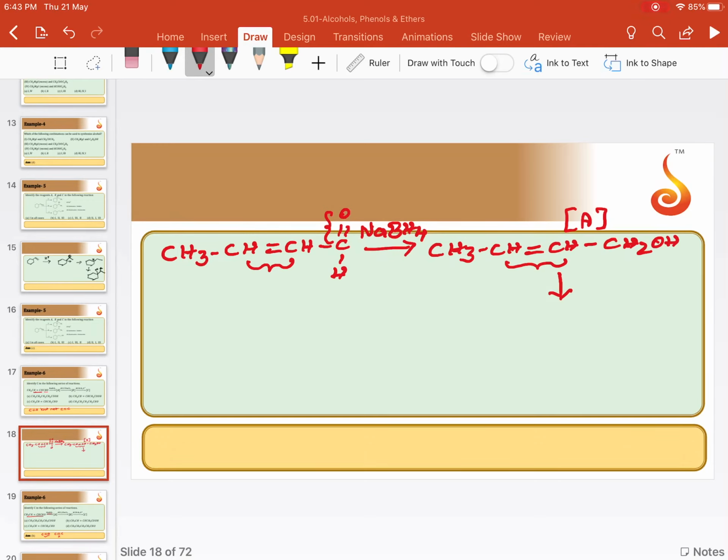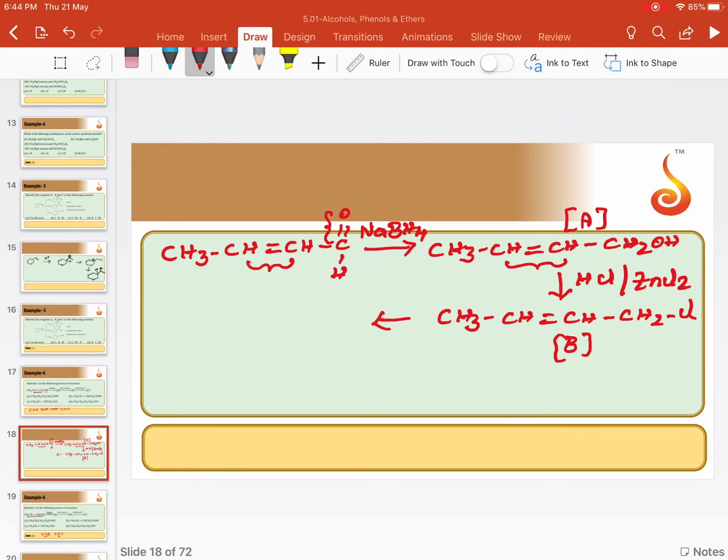This compound A is treated with HCl and ZnCl2. A mixture of concentrated HCl and zinc chloride is called Lucas reagent. When alcohols are treated with Lucas reagent, the OH group will be replaced by Cl. So what will I get here? This is compound B in the given equation.